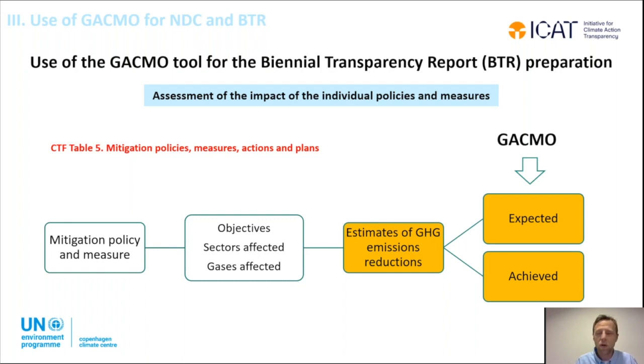As you may know, the countries now are requested as much as possible to assess the expected and achieved emission reduction related to the implementation of specific policies, measures, and actions and plans that the country is considering for achieving the NDC target. And by allowing the user to estimate and calculate this expected and achieved GHG emission reduction related to specific mitigation options, the tool is definitely useful to fill in table 5.